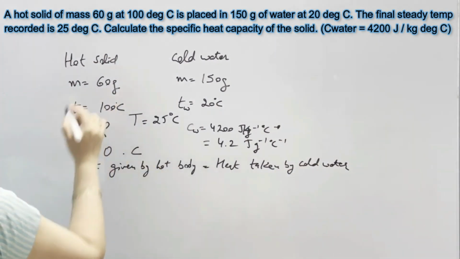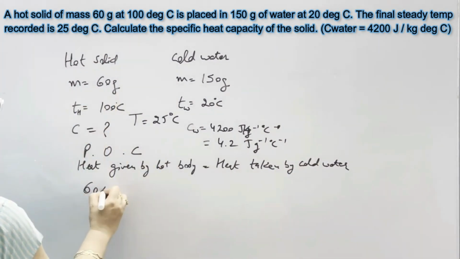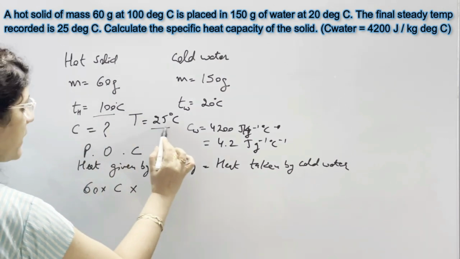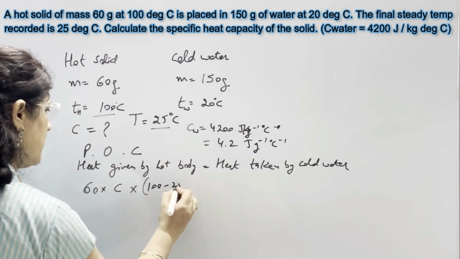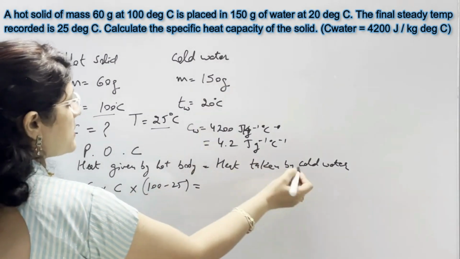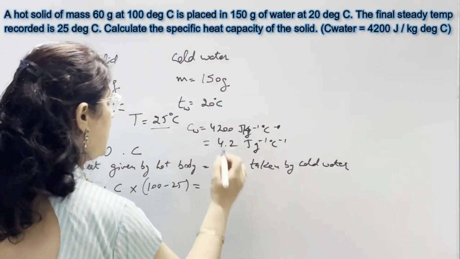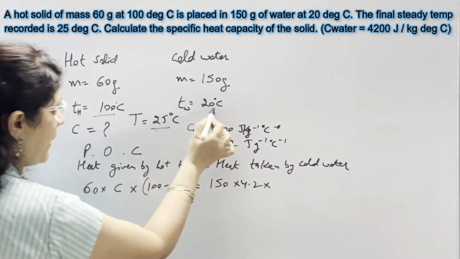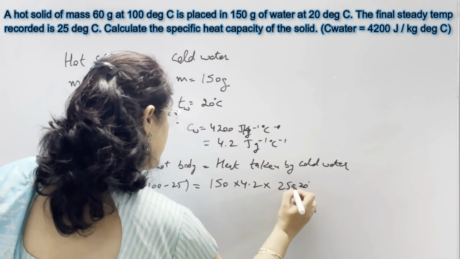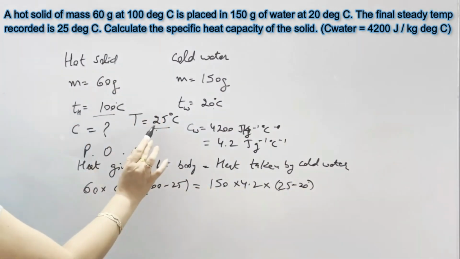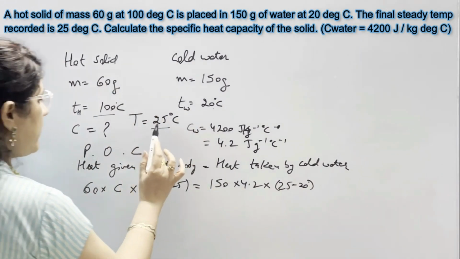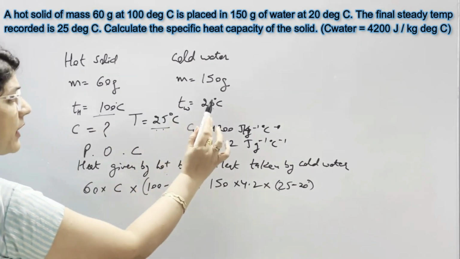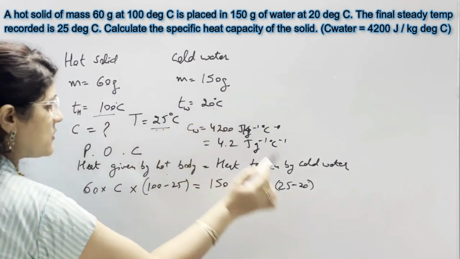Now, given by the hot body, it means this M is 60, C we need to calculate and T is 100 minus 25. And on this side, taken by cold water, M is 150, C is given as 4.2 and T is 25 minus 20. This thing is very important. You should know that the final temperature is in between these two. Whenever we are writing on the hot side, then hot minus final temperature. And whenever we are writing on the cold side, then final minus cold.